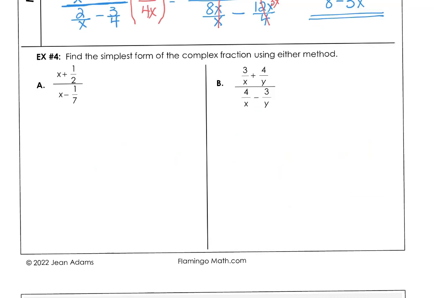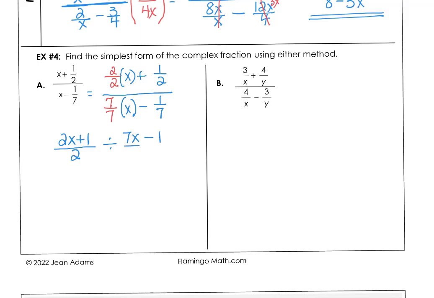So we've got 2 examples to try, and in this first one I'm going to use method 1, and we'll use 2 over 2 times our x, and then the plus 1/2, we'll clear that fraction that way. And then the bottom, we'll do the same thing. We'll give x a 7 over 7 multiplied by that x, and then minus 1 over 7. So we're getting a common denominator in the top, which is 2x plus 1 divided by 2. And then in the bottom, we've got 7x minus 1 divided by 7.